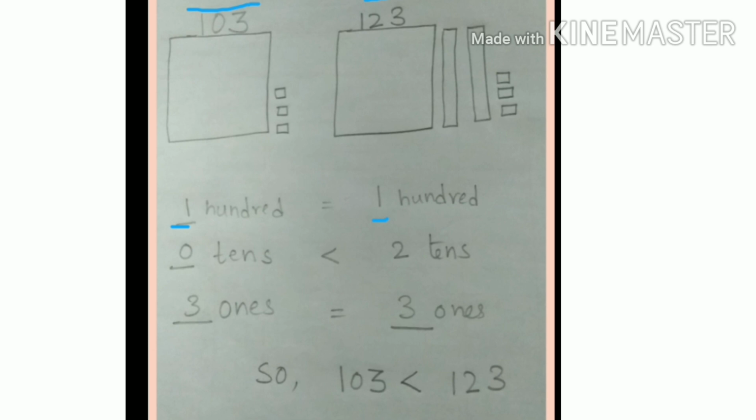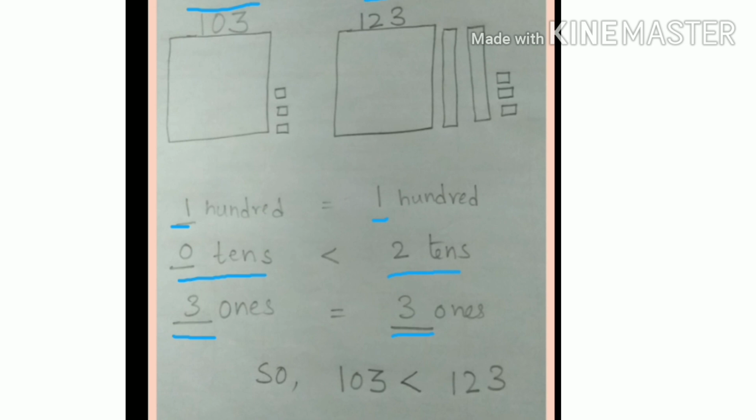Now, coming to the tens place, in the first number there are 0 tens. In the second number there are 2 tens. Means 0 is smaller than 2. Now, coming to the ones place, in 103 there are 3 ones. In 123 there are 3 ones. Means both ones are same.